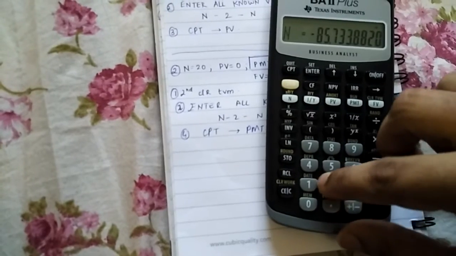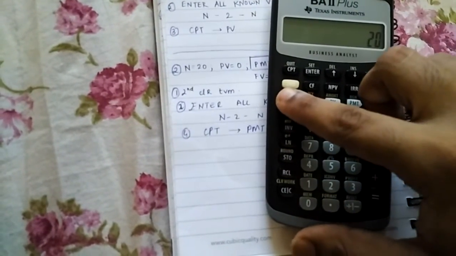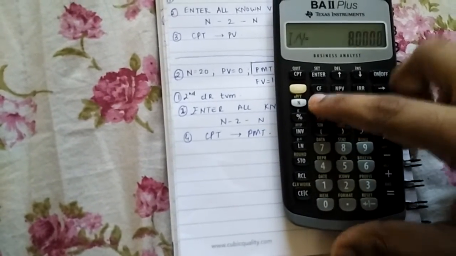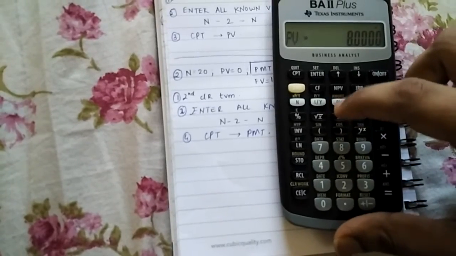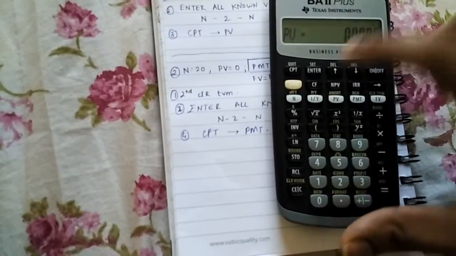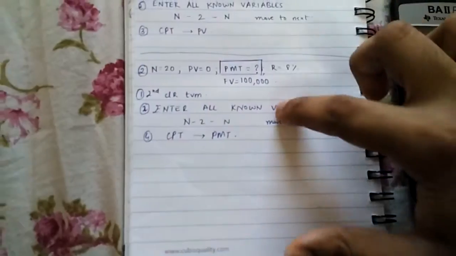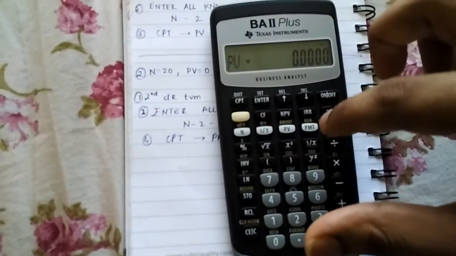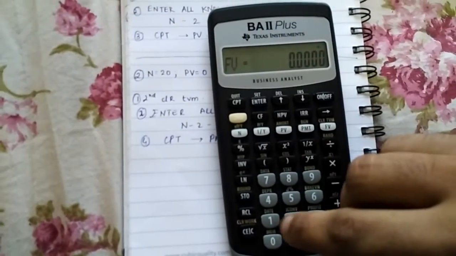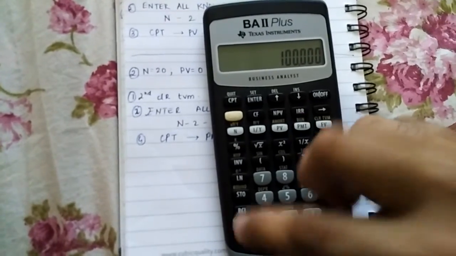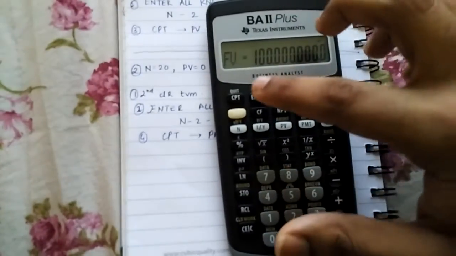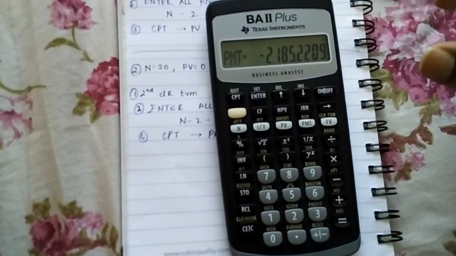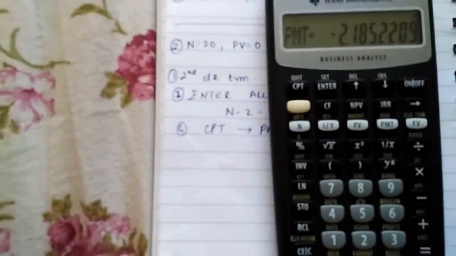So N is 20, go to N. I/Y is 8 again. PV this time is 0, so we'll enter PV as 0. PMT is something that we need to calculate, so the annual payments that the parents would be making is something that we are calculating, so we'll leave PMT for now. And FV is again 100,000, FV. So now we go to compute and go to PMT and we get the value of 2185.